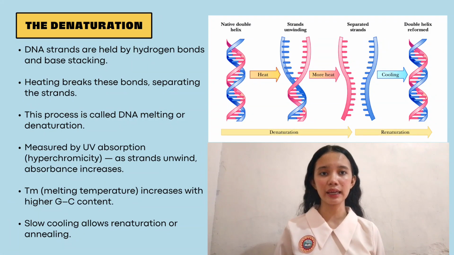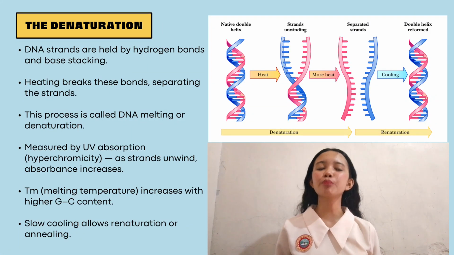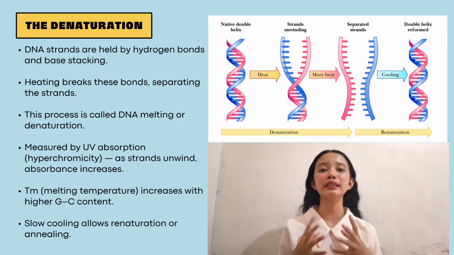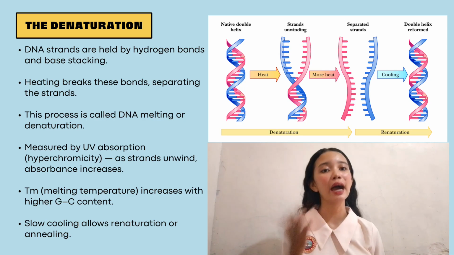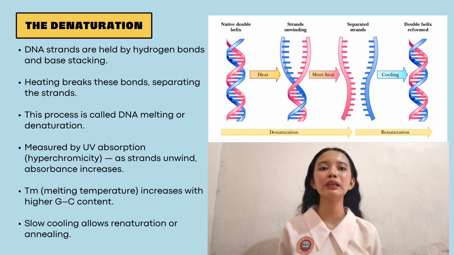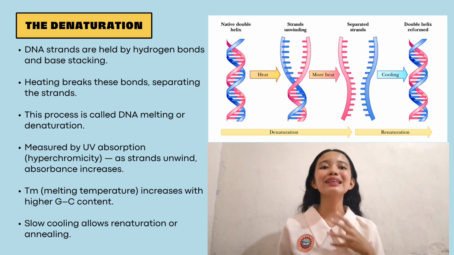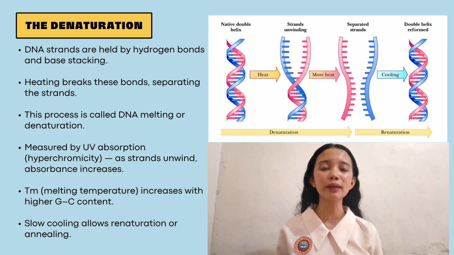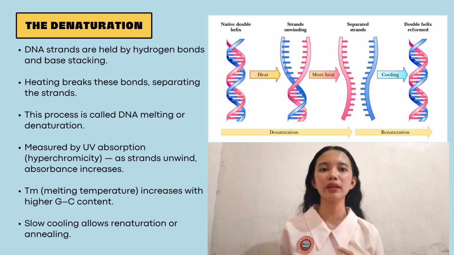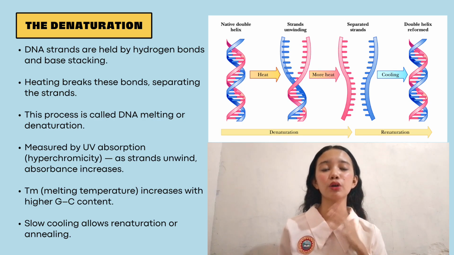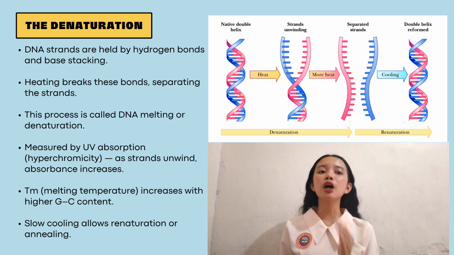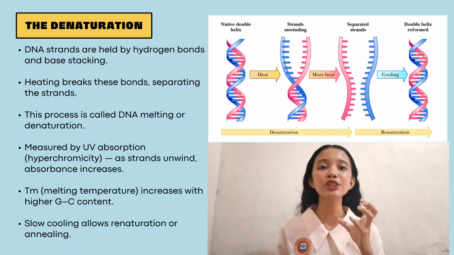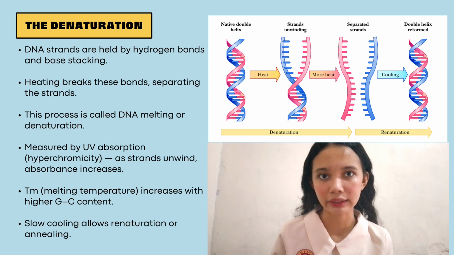First is the DNA denaturation. It is the process where the two strands of the DNA double helix separate. This happens when the hydrogen bonds that hold the base pairs together and the stacking interactions among the bases are disrupted. Ibig sabihin, kumbaga nagkagulo. Usually galing sa heat. So as the DNA is heated, the double helix unwinds and the strands become single-stranded.